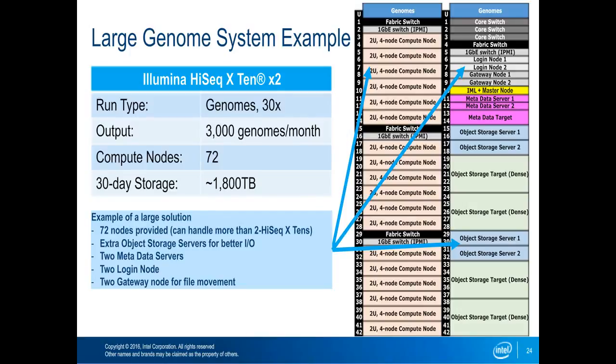But what I want people to take away from this is that if you think about your problem in terms of how many genomes or exomes or whatever entity you're running on a per day or per month basis, you can, with the right CPUs, determine very quickly, as an estimate, how many nodes and how much storage you need to be able to process your workload. And hopefully that will answer those questions.